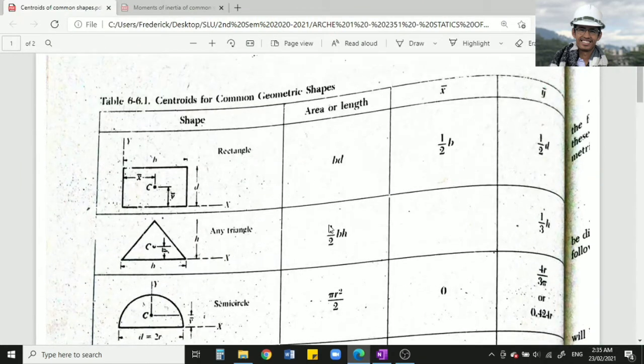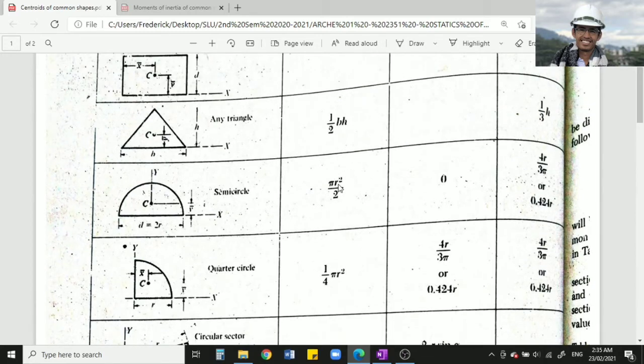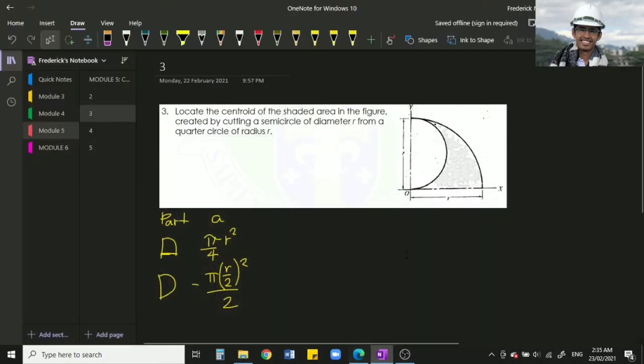Naintindihan? So yung area ng ating semicircle is pi r squared over 2. Yung r squared natin is yung r over 2, no? Yung diameter ng ating semicircle is r over 2. Yun yung radius ng ating semicircle. Okay? So negative yan. So i-simplify natin to.